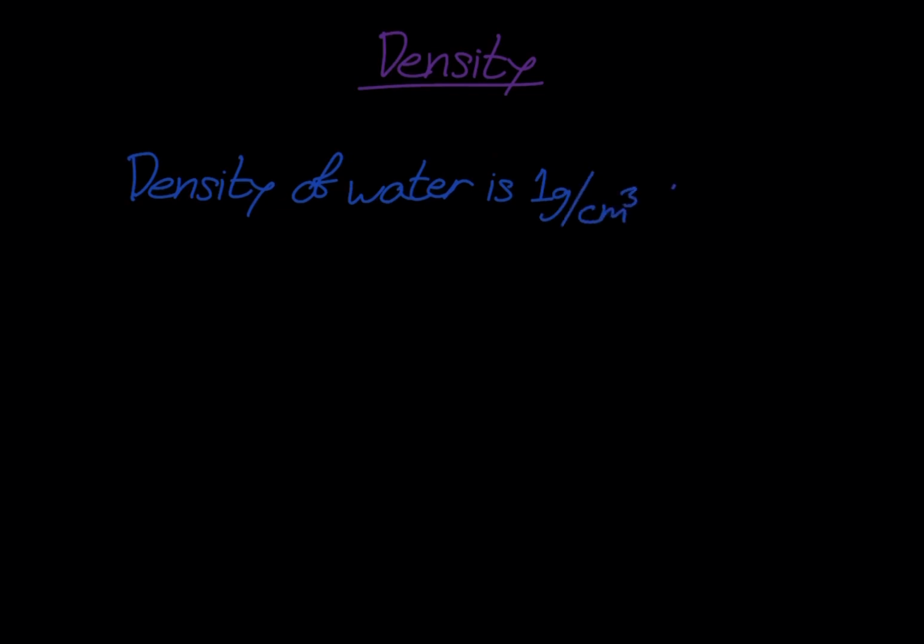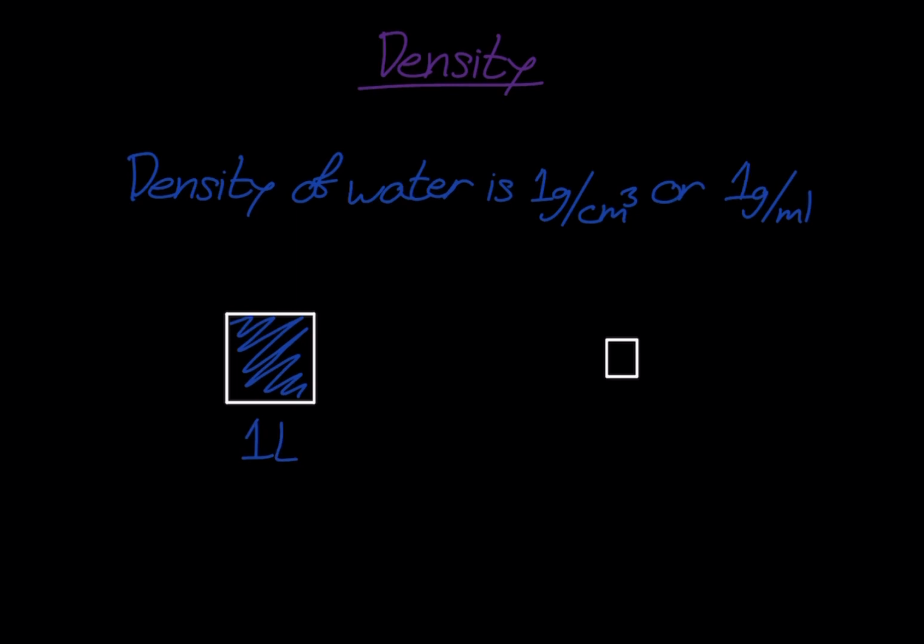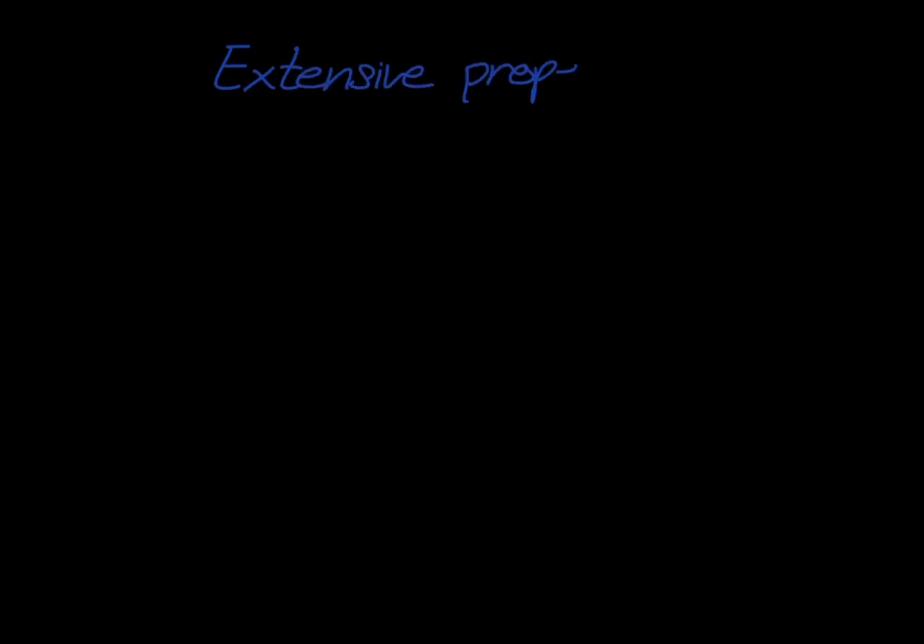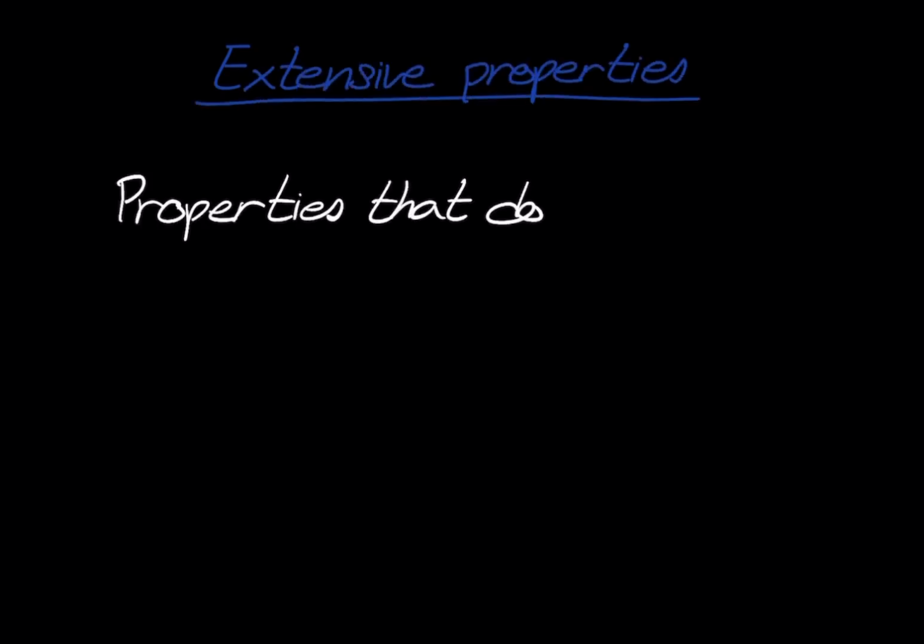Let's take a closer look at density. The density of water, which some professors may require you to memorize, is approximately 1 gram per cubic centimeter, or 1 gram per milliliter. So whether you have 1 liter or 1 milliliter of water, its density will always be 1 gram per milliliter.